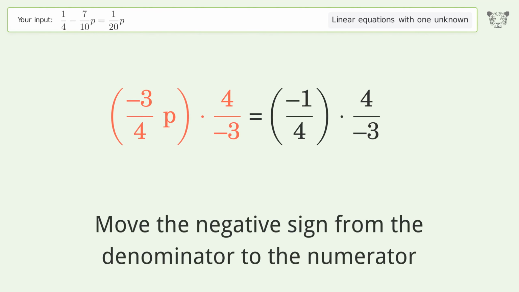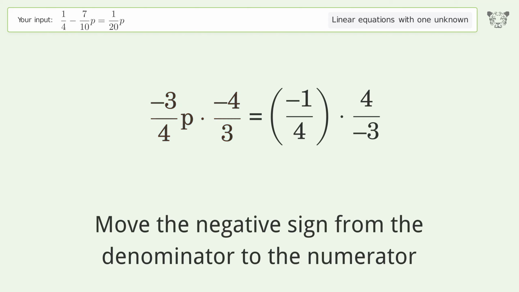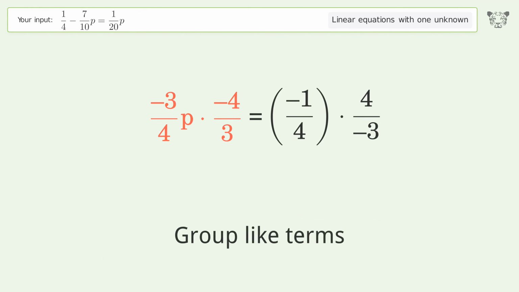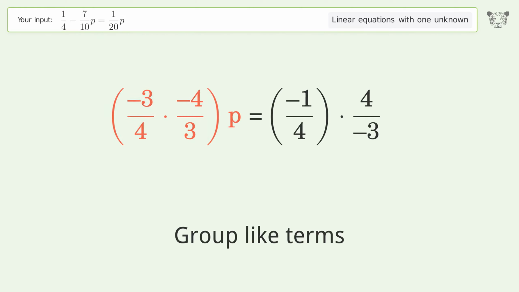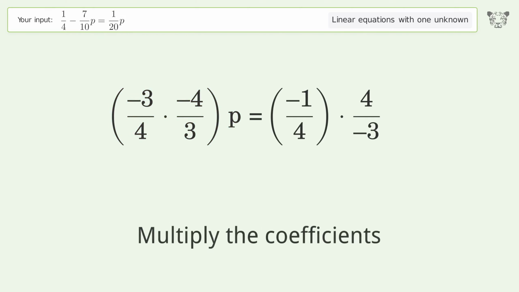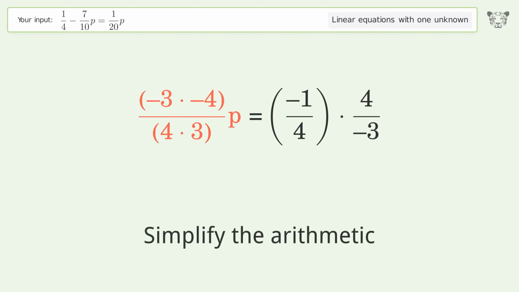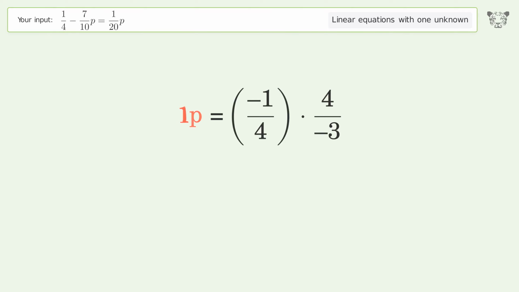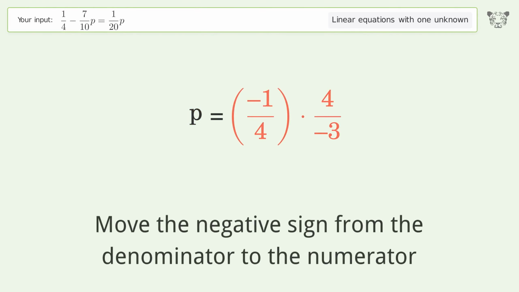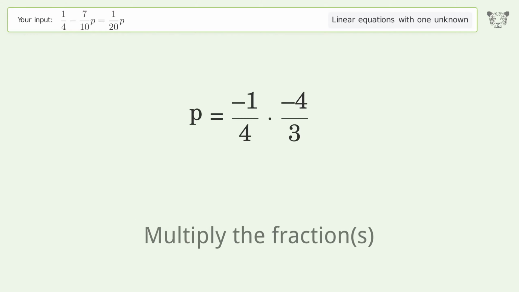Move the negative sign from the denominator to the numerator. Group like terms. Multiply the coefficients. Simplify the arithmetic. Move the negative sign from the denominator to the numerator. Multiply the fractions.